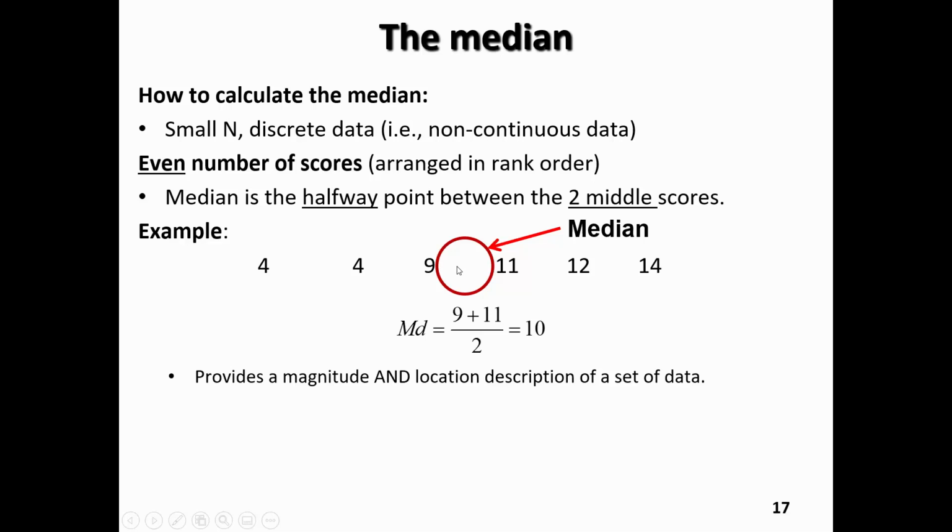And the median does provide an indication of the magnitude, but importantly, the location of a set of data. And as you can see here, even though the median has a value of 10, it's not influenced by the much smaller numbers, the big difference between 10 and 4 versus 10 and 14.